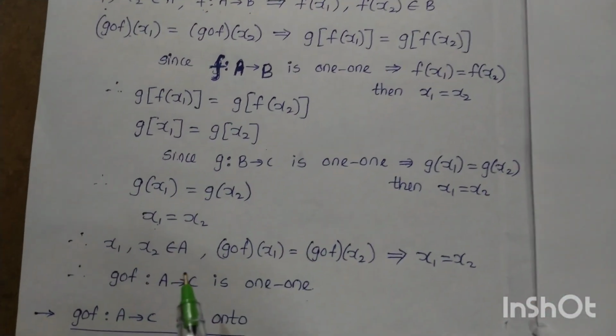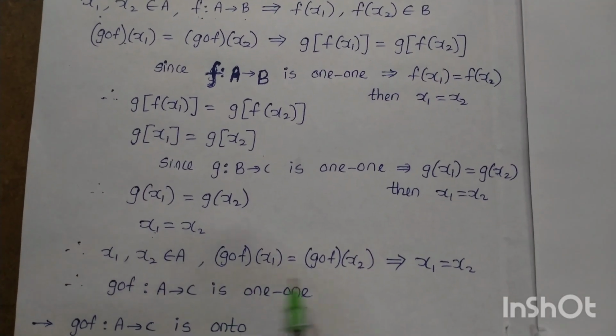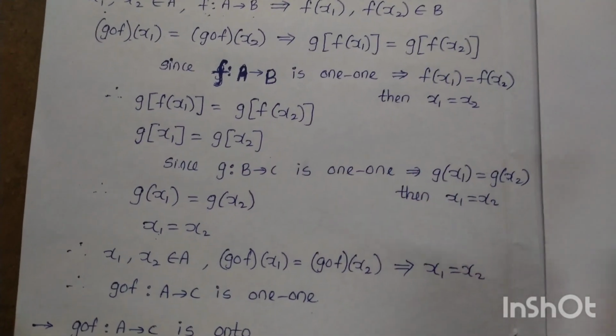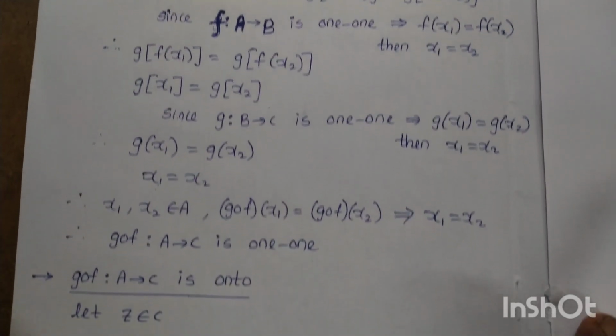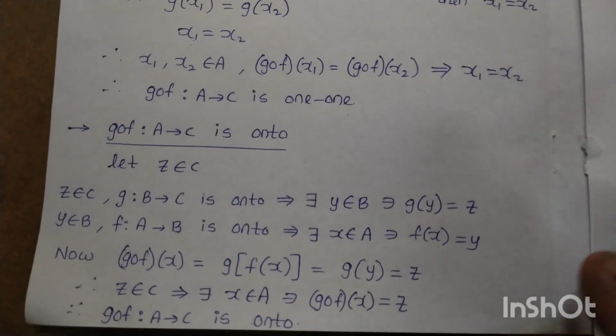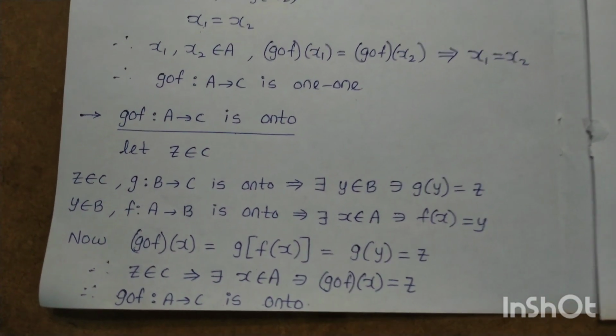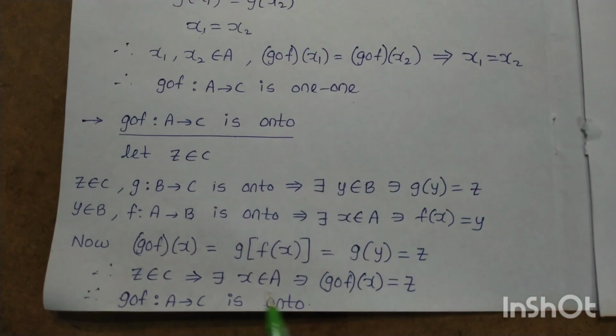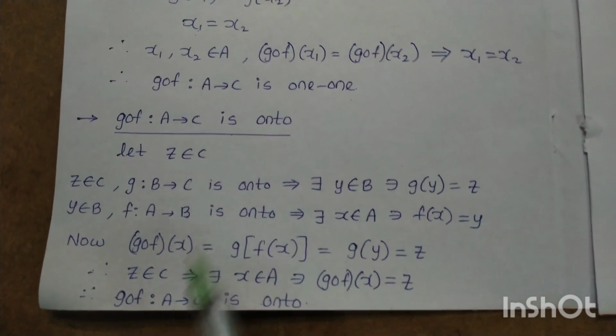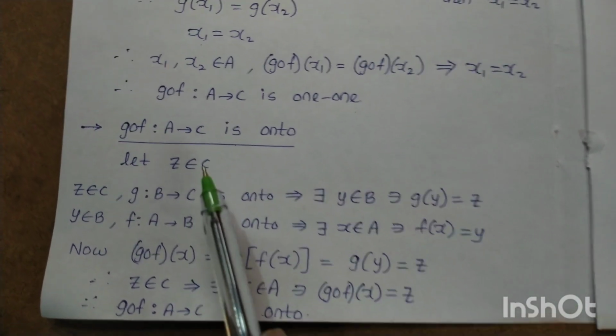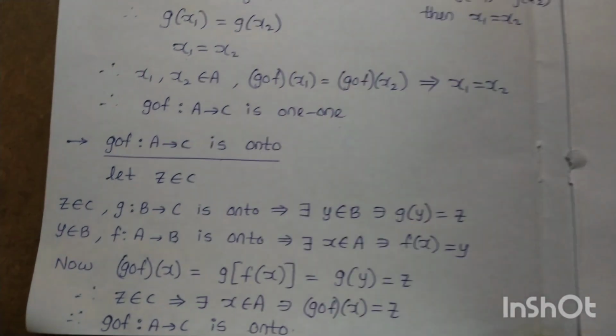So here you understood, right? So g∘f is a 1-1 function. Similarly we need to prove g∘f is an onto function. If you prove g∘f is an onto function, then automatically g∘f will be a bijection. So in order to prove g∘f is an onto function, I am assuming one element in C.